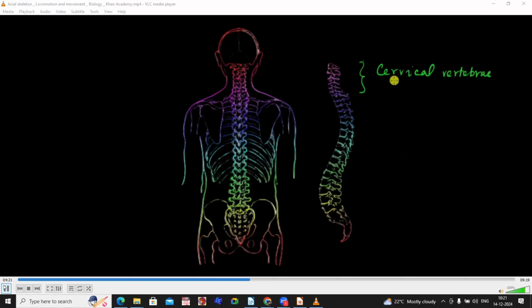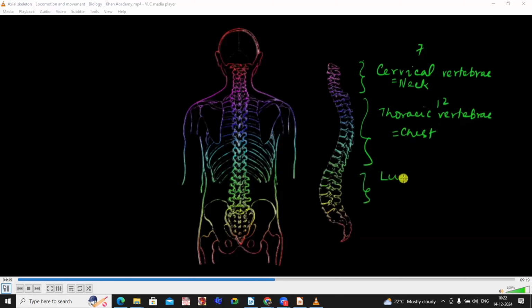Cervical in Latin means neck, hence the name. This entire portion is the chest region, and these vertebrae are called thoracic vertebrae. Thorax means chest. So there are 7 cervical vertebrae, 12 thoracic vertebrae, and then in this region, the lower back, we have 5 vertebrae, which are called the lumbar vertebrae.